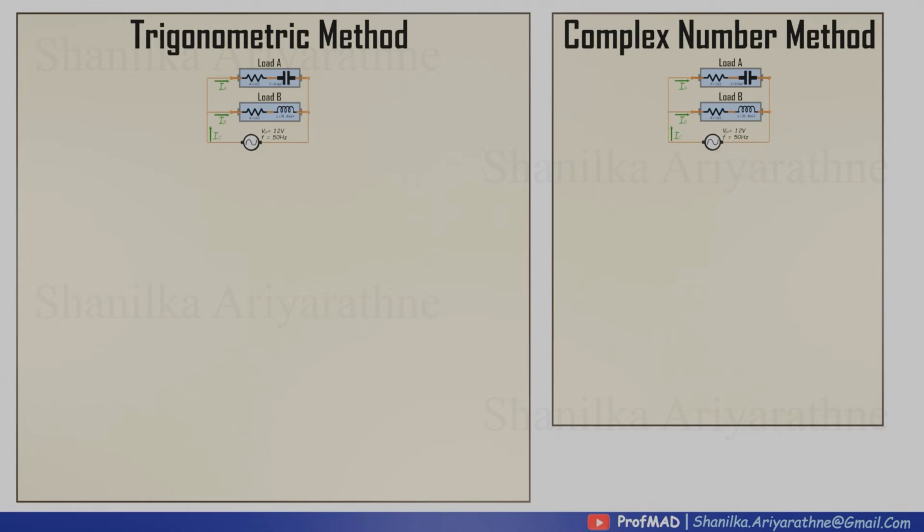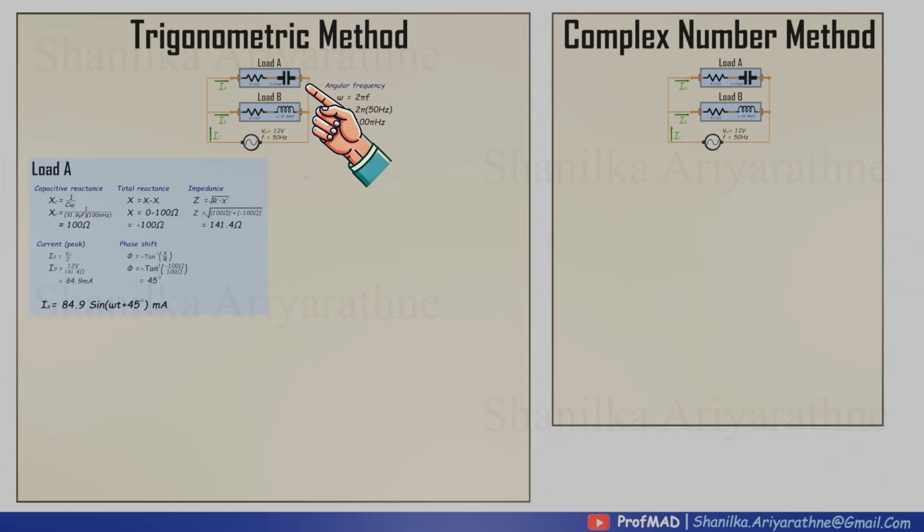Finally, let's compare the two ways of calculating current in AC circuits. First, we have the trigonometric method. Here, we start by calculating the angular frequency. Then, we calculate the current in each branch separately. For load A, we first find the capacitive reactance, then the total reactance, then the impedance. After that, we calculate the current magnitude and phase shift, and finally write the current equation.